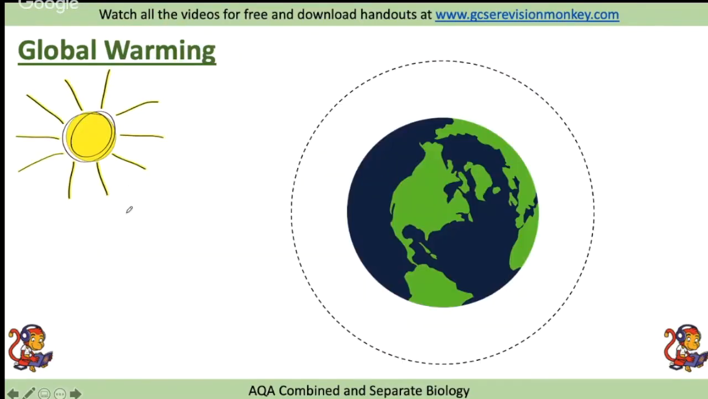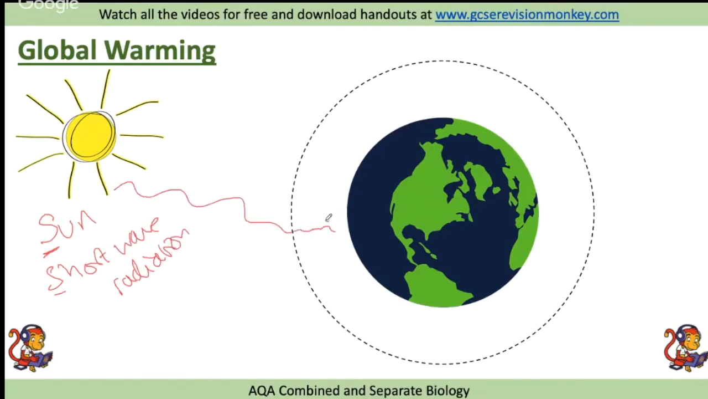In global warming, I want you to remember, from the sun, short wave radiation is released. This comes up in the physics topic as well. Short wave radiation is released. That goes through our blanket of greenhouse gases in our atmosphere, but it is reflected back after it's reabsorbed and then re-emitted from objects on the Earth as long wave radiation.